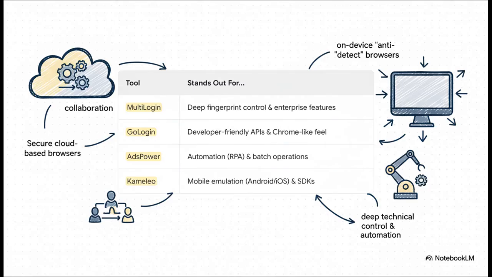And here's a quick cheat sheet for the big players in this space. Think of MultiLogin when you need that hardcore enterprise-level control. GoLogin is super developer-friendly. It feels a lot like you're just using regular Chrome. AdsPower is the absolute king of automating repetitive tasks across tons of accounts. And Kameleo, that's your go-to if you need to realistically pretend to be a mobile device, like an Android or an iPhone.